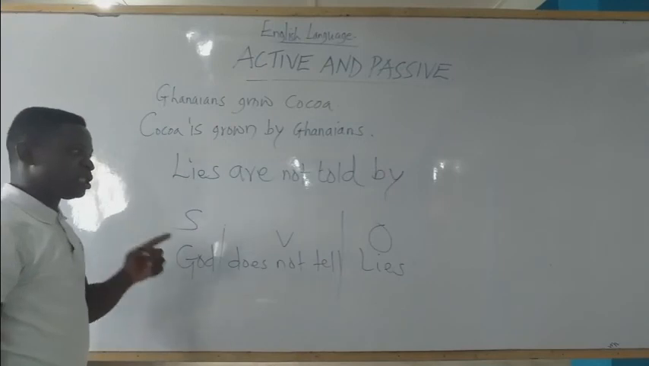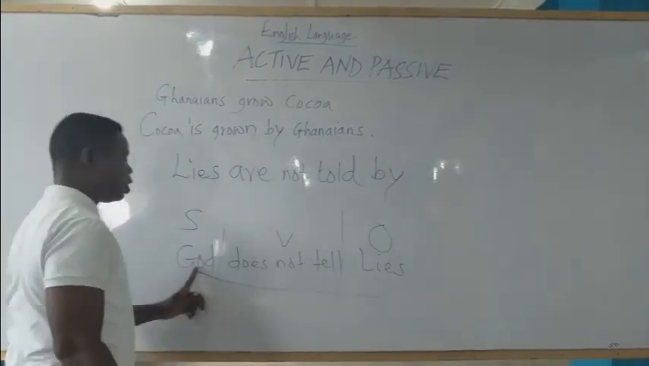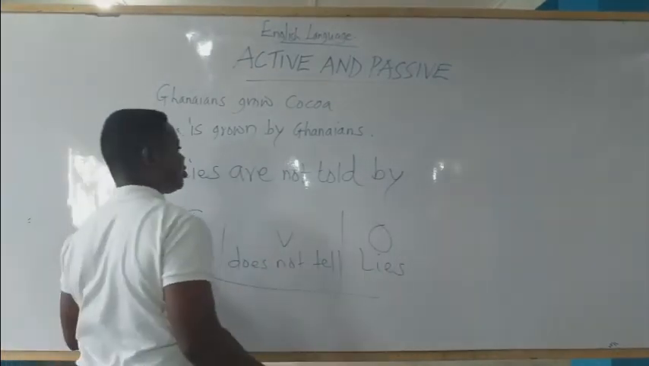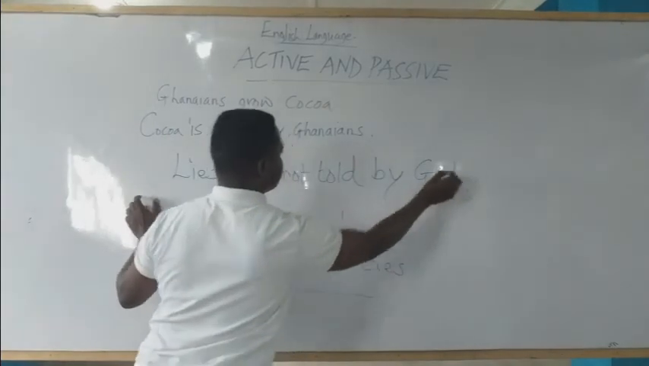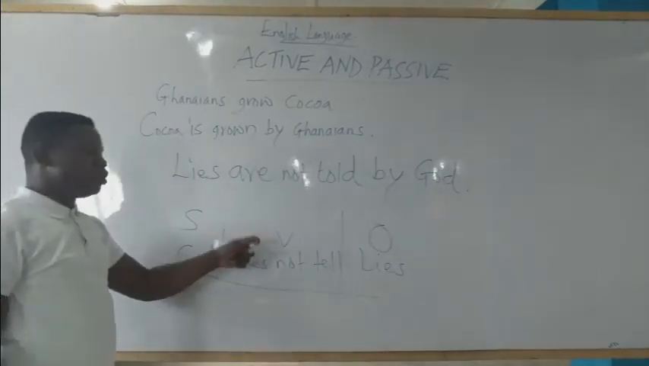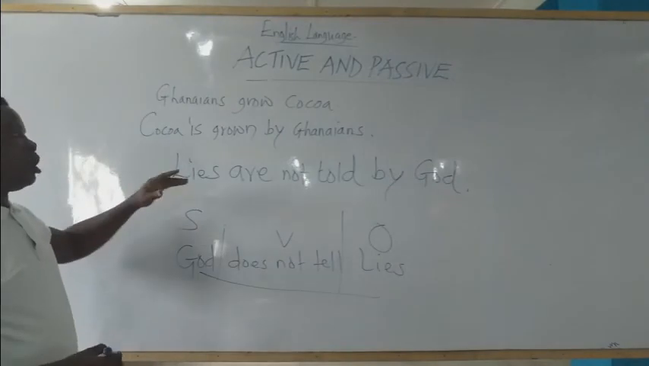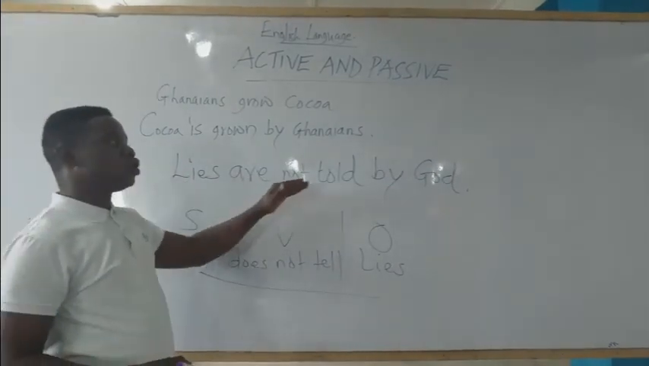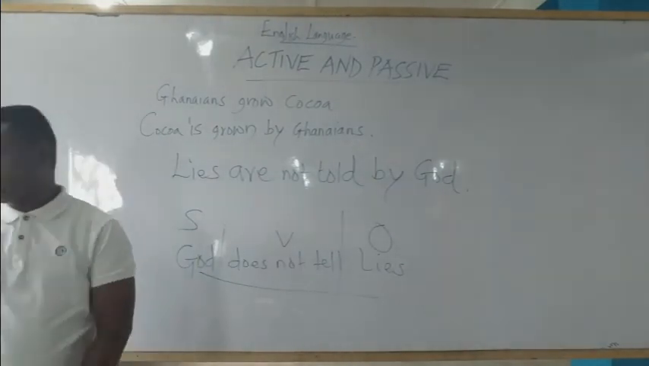Then step 5, transfer your subject to the object position. So God is our subject. By the time I transfer God to the object position, we have: "Lies are not told by God." So "God does not tell lies" in passive form means lies are not told by God.